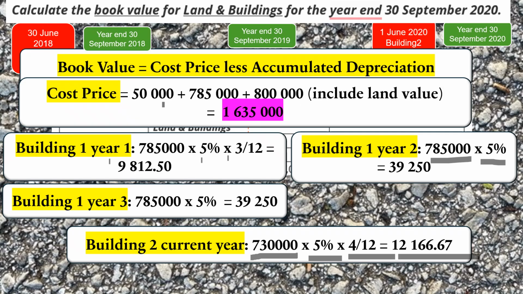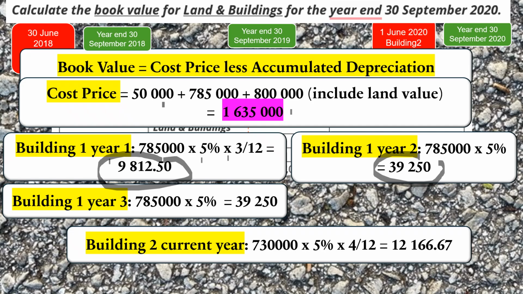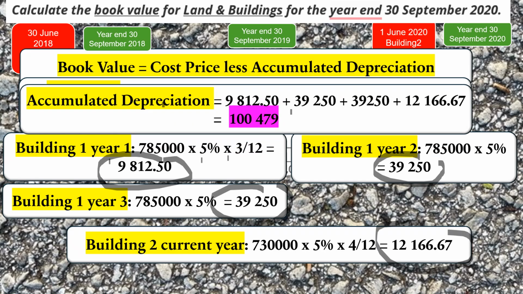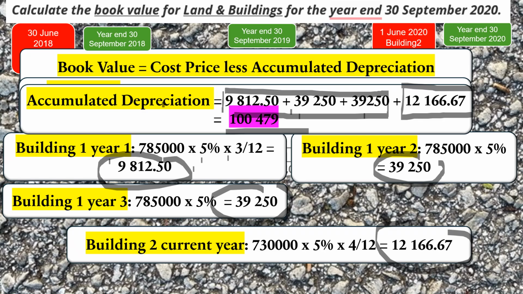Just cleaning up a bit here, to make it a little neater, because this one sets us up for the rest of the video. Cost price minus the accumulated depreciation. And the accumulated depreciation, if I add them all up: 9,812.50, 39,250, 39,250. That's building 1, and that's building 2. It comes to 100,479.